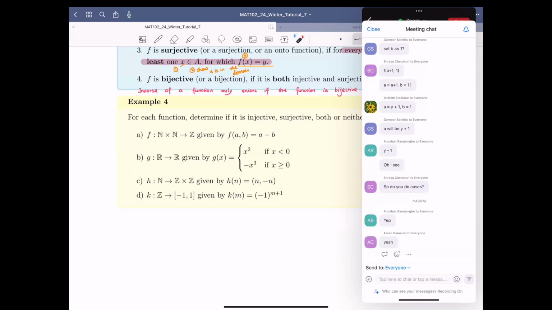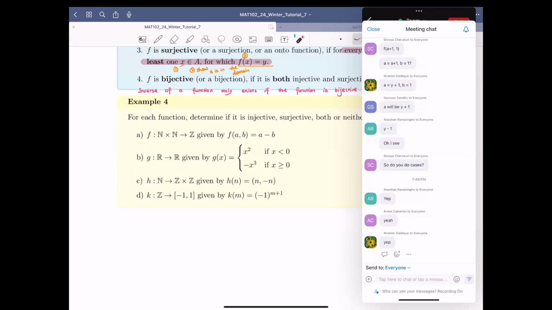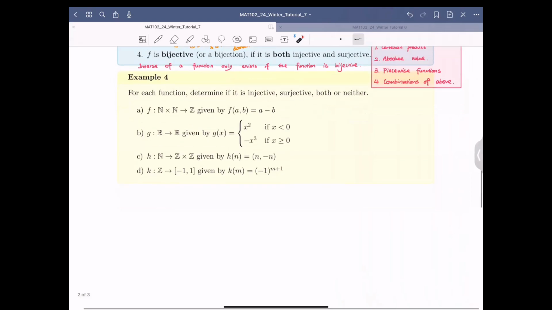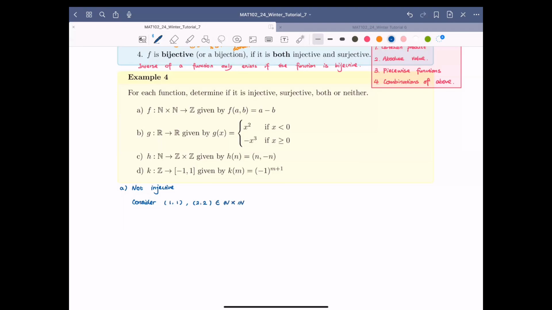So I'm going to write down the proof, and when I write it down, you can keep thinking what happens if Y is negative. Okay, so you can keep thinking, but I want to write the proof down. So let's write it down here. For A, it's not injective. And the reason is, consider, let's say (1, 1) and (2, 2). They are both in natural Cartesian product natural, and they don't equal each other.